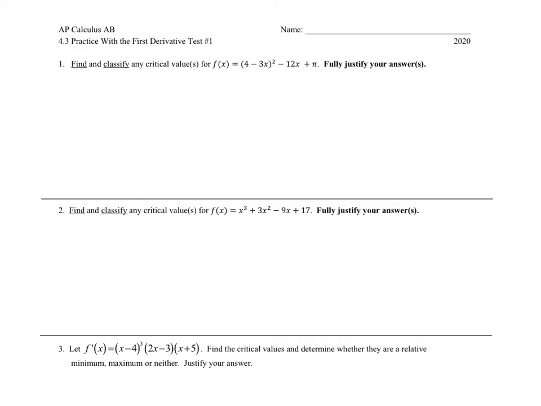So in problems 1 and 2, both of them say find and classify any critical values for the f function. And as a reminder, in order to find critical values, you're looking for when f prime of x is equal to 0 or when f prime of x does not exist. And f prime of x would not exist if you have a vertical asymptote, meaning some rational function where x is in the denominator, okay?